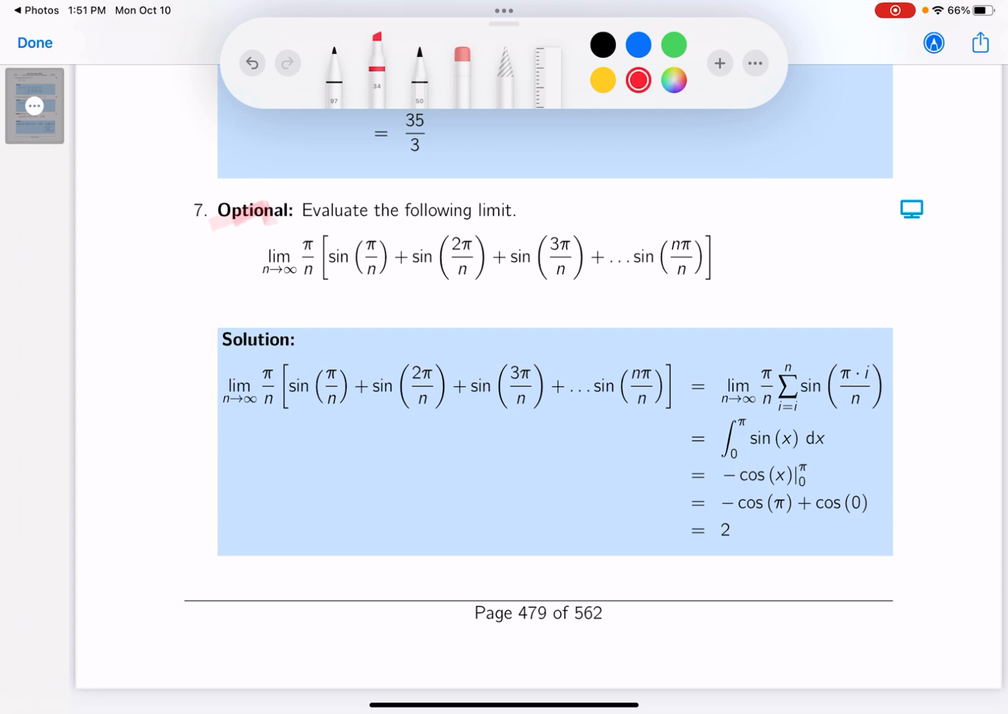Okay, it's an optional question, and it's a limit problem. Certainly, we're hoping that when you're looking at this limit, you start to realize that it has something to do with an integration. So looking at it, it looks like a Riemann sum to me, and let's go through that.